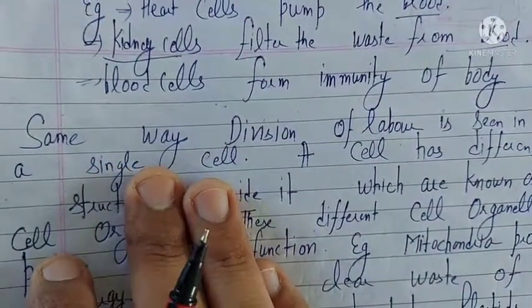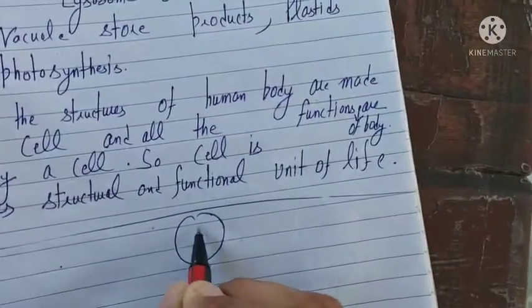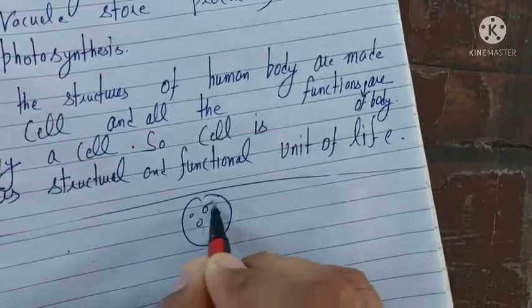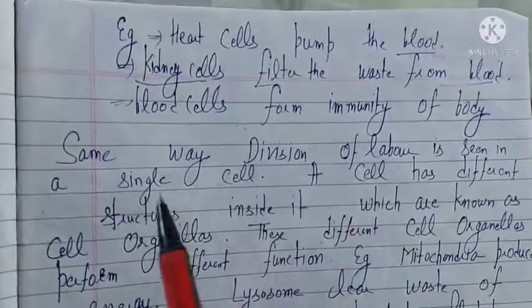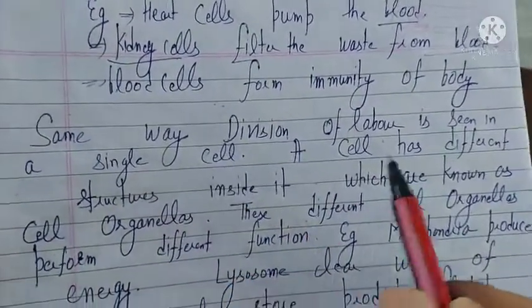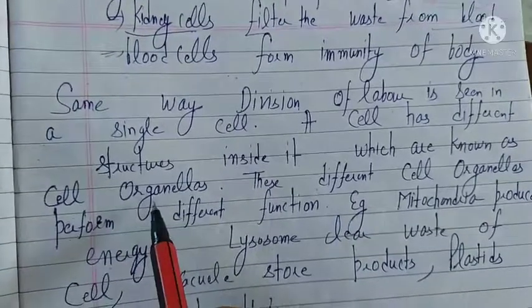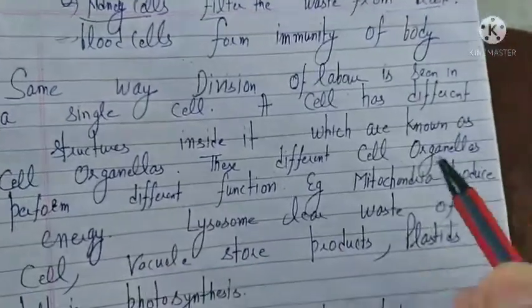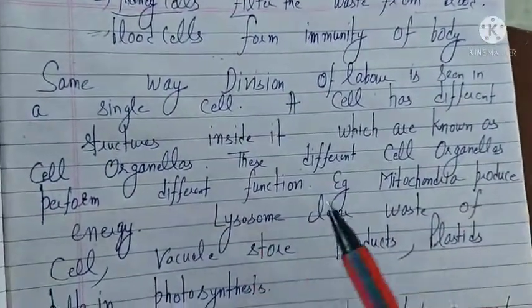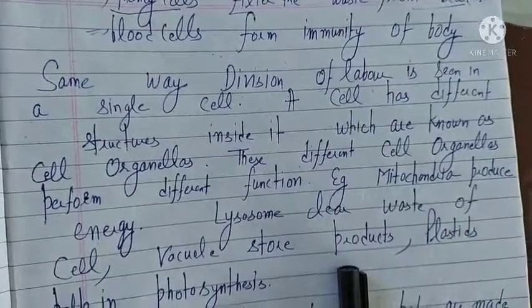We have seen the division of labor exists in a human body, but division of labor also exists in a single cell. Suppose this is a single cell, na? It will have different structures, and these different structures perform different functions. A cell has different structures that are known as cell organelles. These cell organelles perform different functions. So division of labor also exists inside the cell.